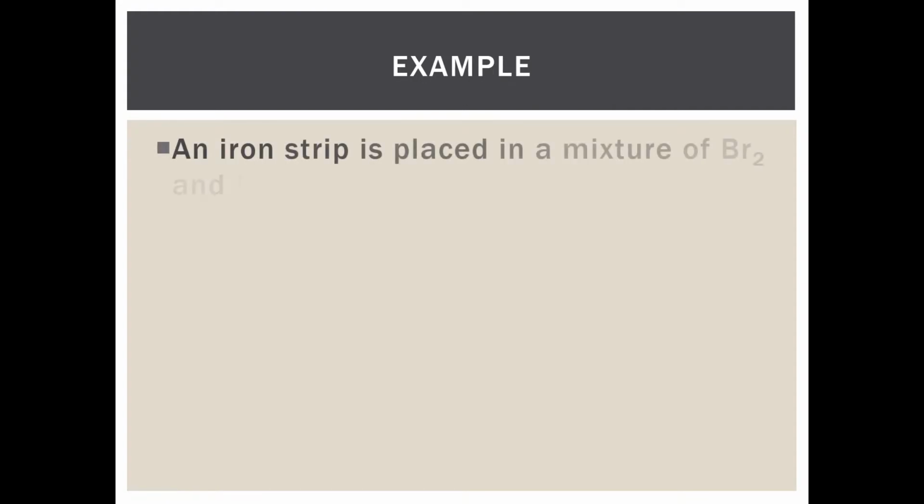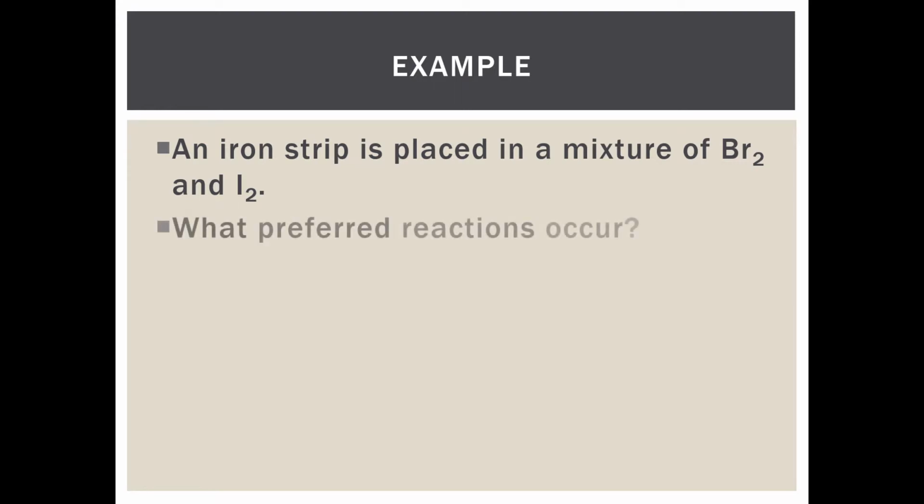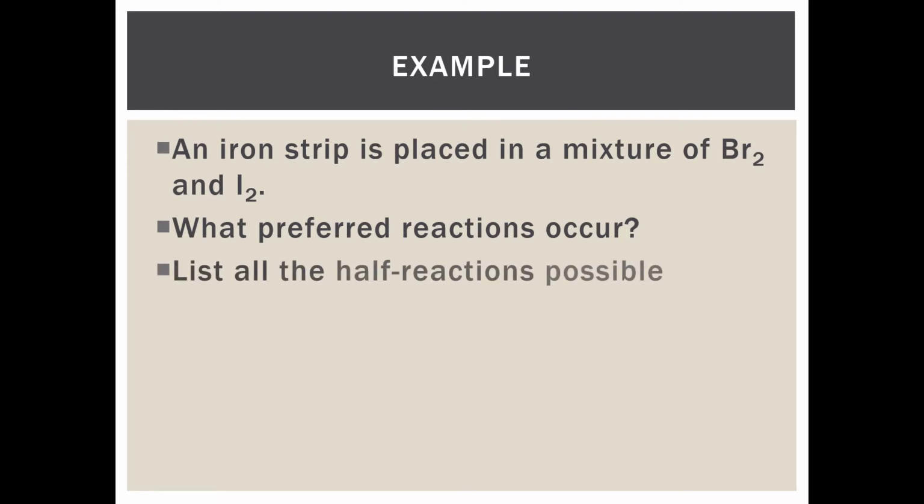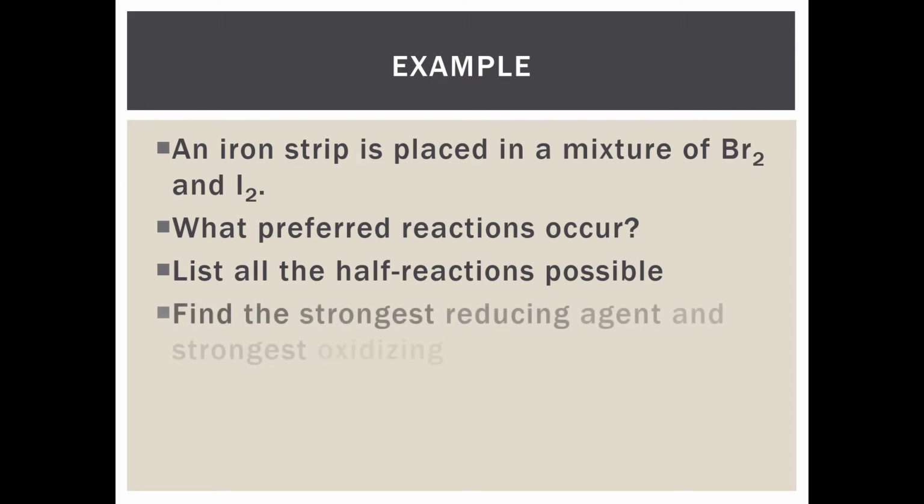All right, let's go through another example. Suppose we have an iron strip, and we place that in a mixture of bromine and iodine. So no, it's not bromine ions, not iodine ions. And we're going to say, okay, so what reactions would occur in a situation like this? Well, like before, we're going to list all the possible half reactions, and then we'll reference a table to find what is the strongest reducing agent and what is the strongest oxidizing agent.